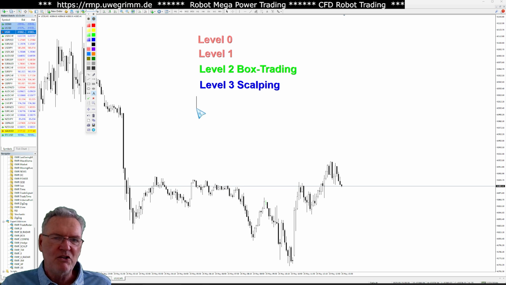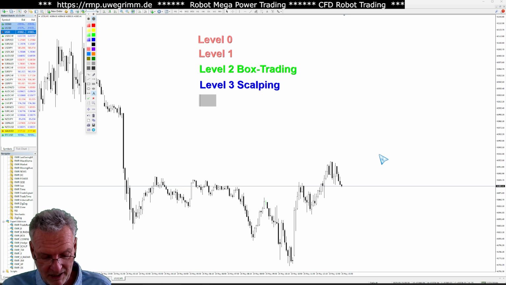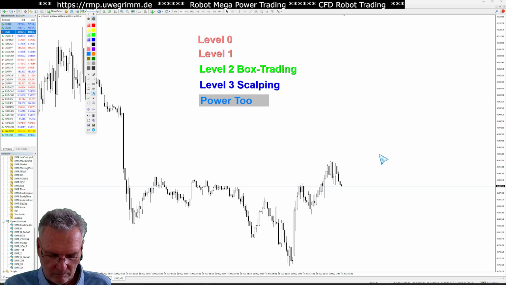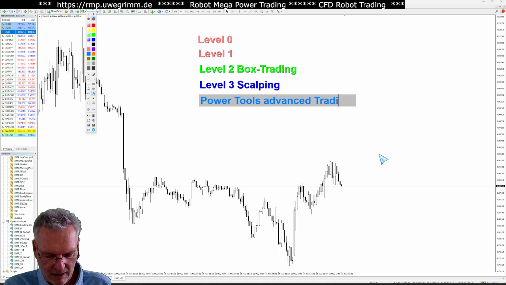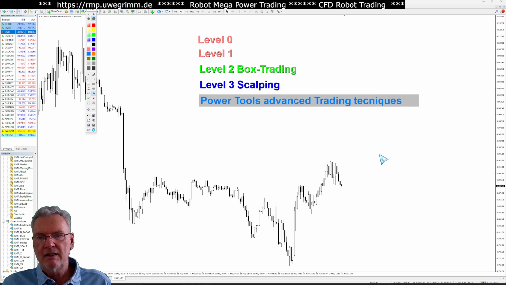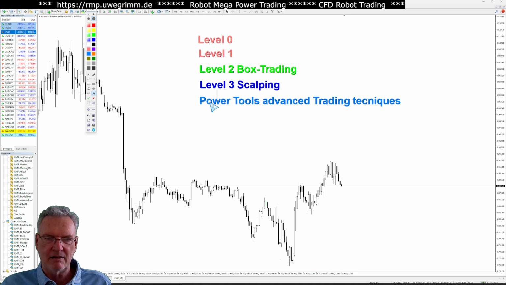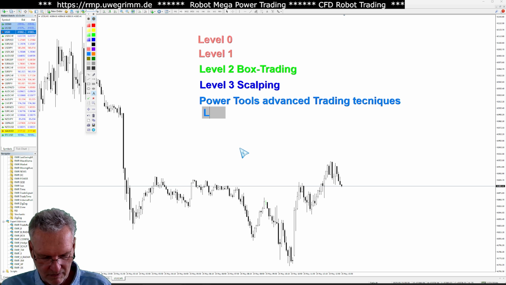What it should be about. Yes, of course, level 4. There are coming advanced tools, power tools for advanced trading techniques. This is, I did not write it. This is level 4.